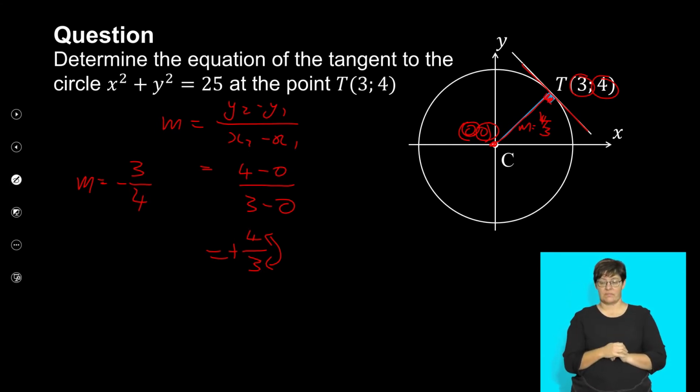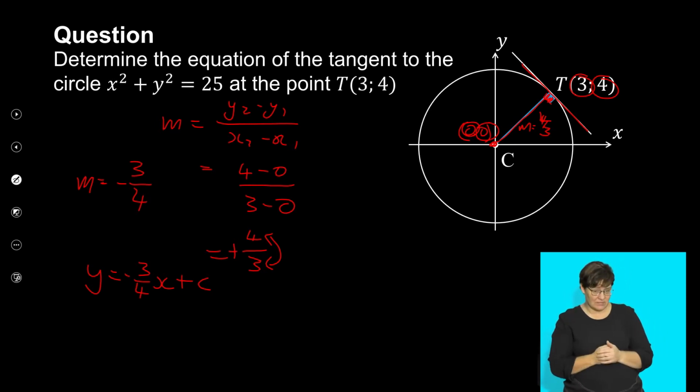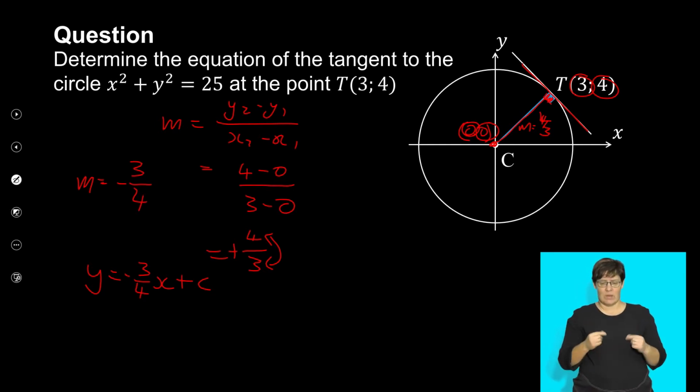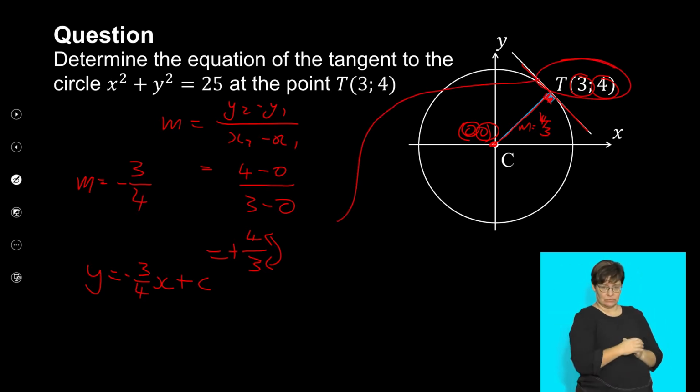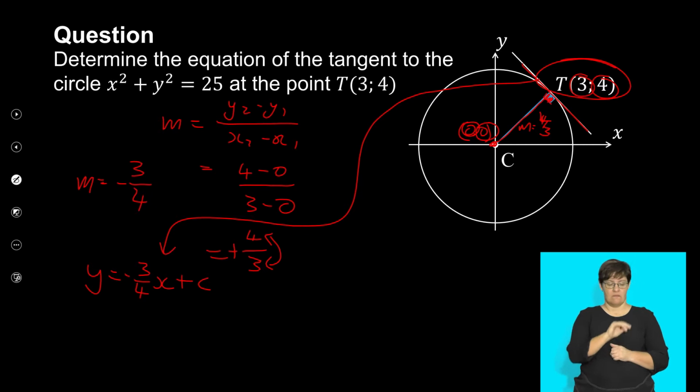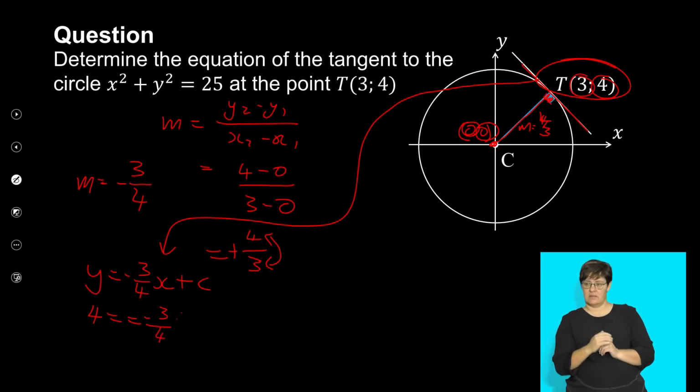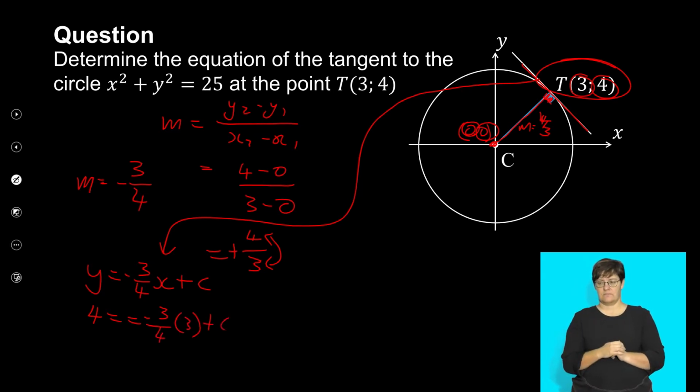And so what I know is my gradient. I still need to find my y-intercept. How do I do that? By subbing in a point. I'm going to take this point and sub it into my equation. I'm going to take the y value of 4 and put it into y, and the x value of 3 and put it into x. And all I need to do is simplify this equation.